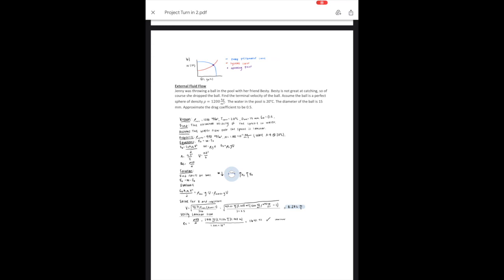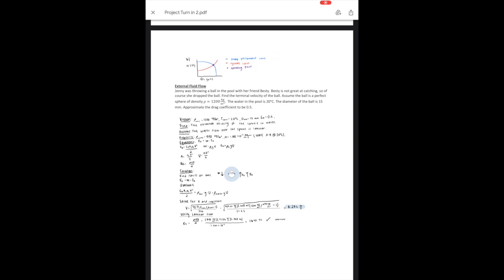This next problem covers external fluid flow. The related equations used here were the drag equation, and to find the weight force and the buoyancy force, the area, the volume, and the Reynolds number. The assumption made was that the water flow over the sphere is laminar, and the cited properties were from table A9 at 20 degrees Celsius for water.